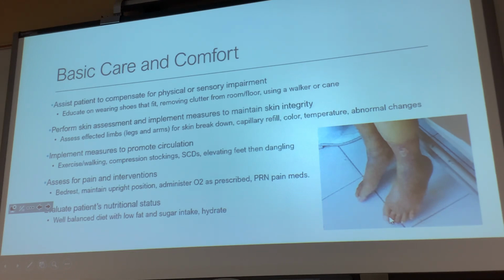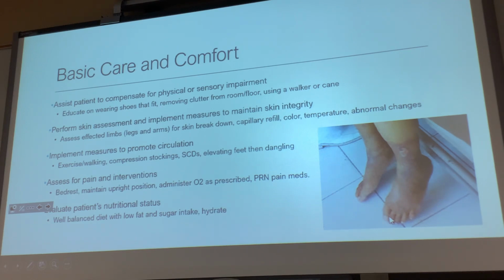We want to assess the affected limbs, legs and arms, for skin breakdown, cap refill, color, temp, abnormal changes, and checking the pulses as well. And then implement measures to promote circulation. This would be educating them on exercising and walking, doing a couple laps, getting up and walking around their house every hour, just to keep that blood flowing. And then again, compression stockings, SCDs, and then elevating the feet and dangling them also help with the blood flow. Assess for pain and interventions.